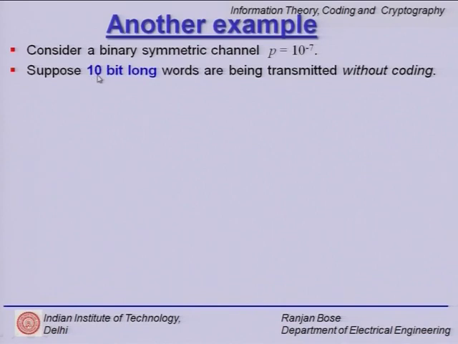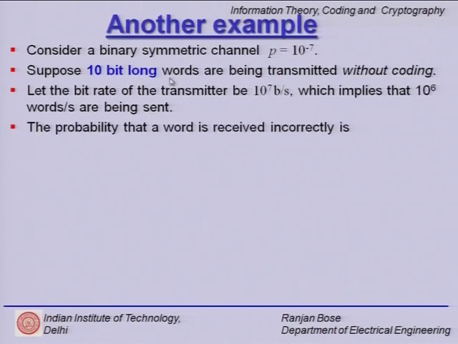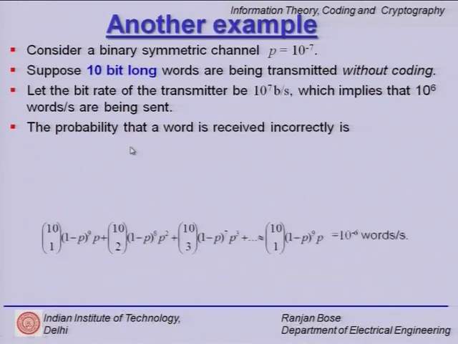Now, suppose we send 10 bit long words at a time without coding. So, we are not introducing any error control coding, and any standard modem will have its own data rates. Suppose this data rate is 10 to the power 7 bits per second, which means 10 to the power 6 words are being sent. Why? Because each word is 10 bit long. So, it is a simple example. What is the probability that a word is received incorrectly?